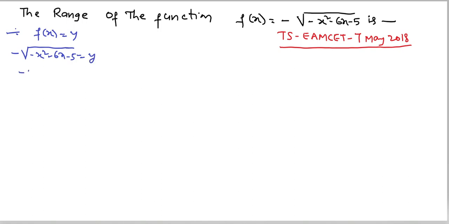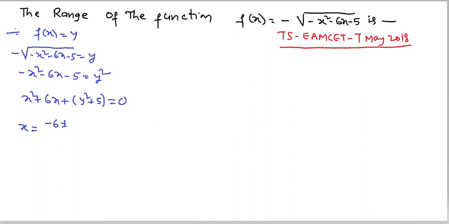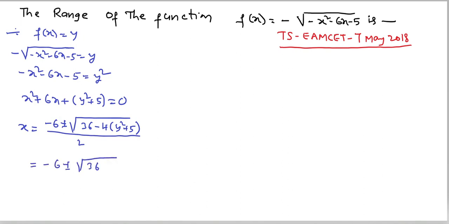Squaring on both sides, minus x square minus 6x minus 5 is equal to y square. Taking this to one side, x square plus 6x plus y square plus 5 is equal to 0. This is a quadratic equation. So now the values of x, applying minus b plus or minus under root of b square minus 4ac by 2a, is equal to minus 6 plus or minus under root of 36 minus 4 into y square plus 5 by 2a.